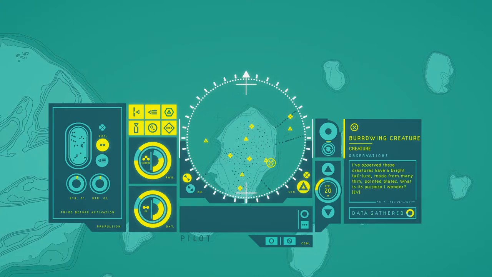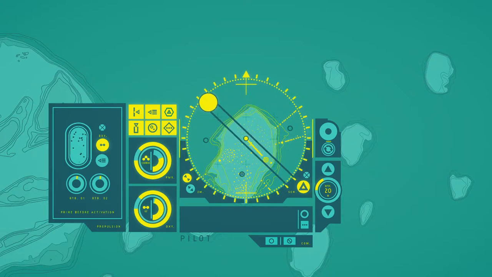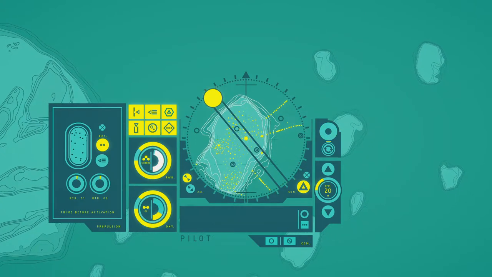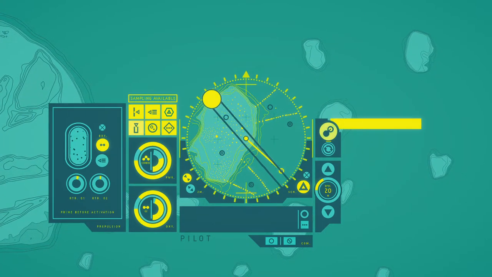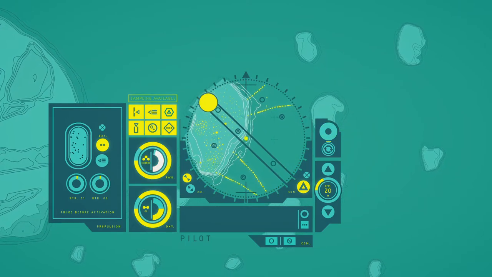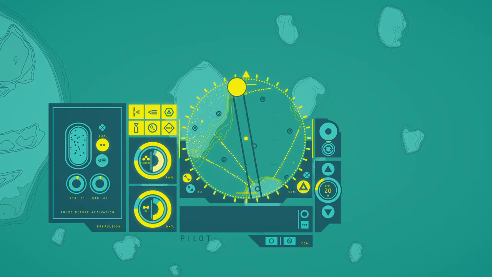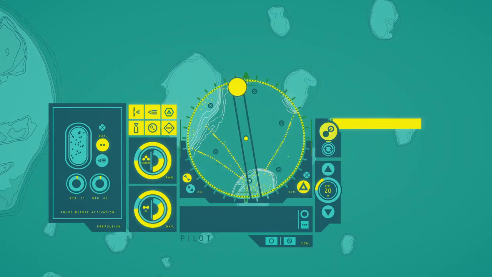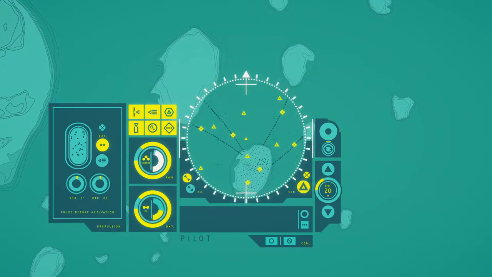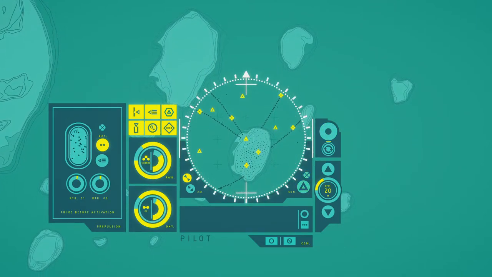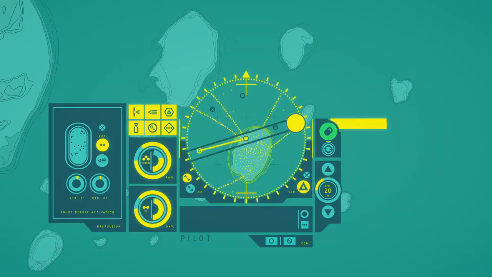I've observed these creatures have a bright tail lure made from many thin pointed blades. What is its purpose, I wonder? Hey, he's running away. Touched. Doesn't even have to come here.